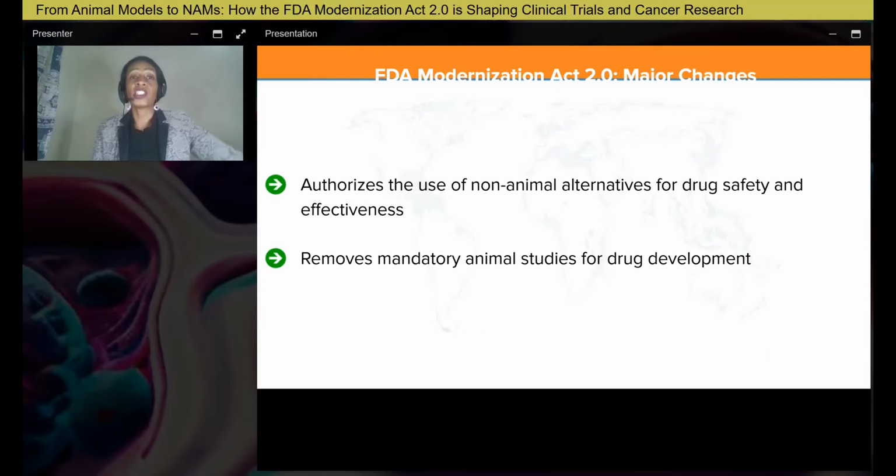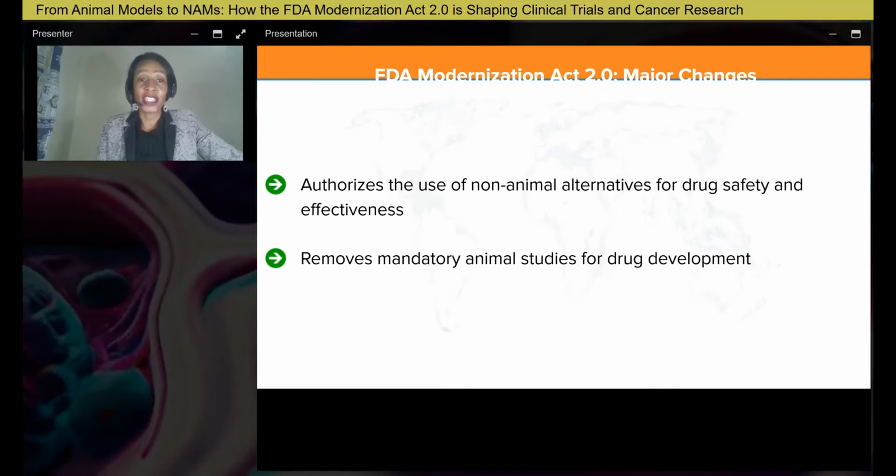What are some of the major changes that this new act has introduced? But now you should be familiar with this. The need for mandatory animal testing is no longer there. This means that trial sponsors can now go ahead and seek FDA approval to conduct trials even without having conducted animal testing. Which brings us to the next point, what's the alternative?